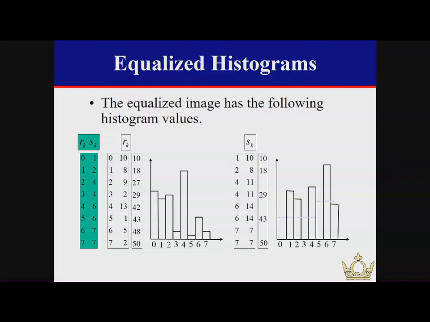Using that for transformation, we can find the original histogram and finally the result histogram after the transformation. We can see the histogram is a bit more equalized, but not perfectly equalized. We can see some pixel values are missing: we don't have pixel values there, and we don't have pixel values there.